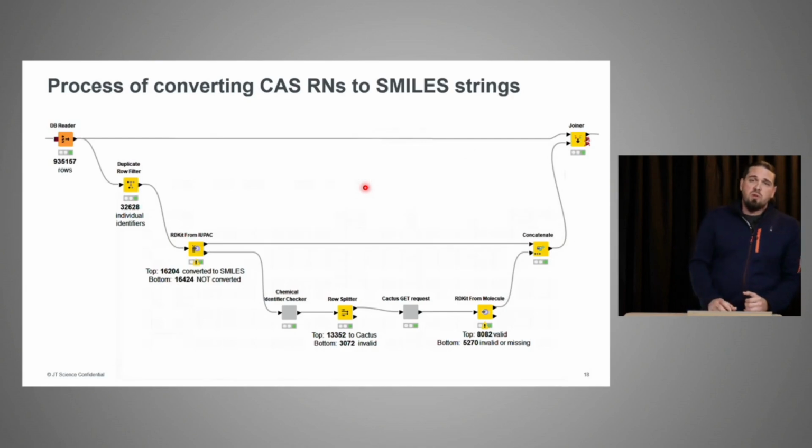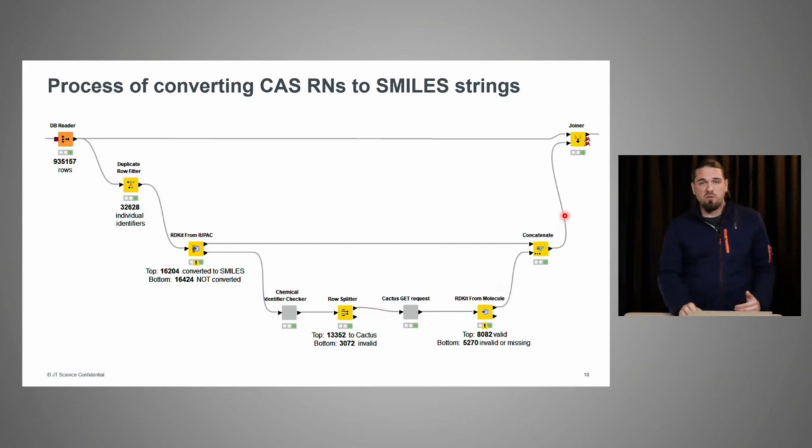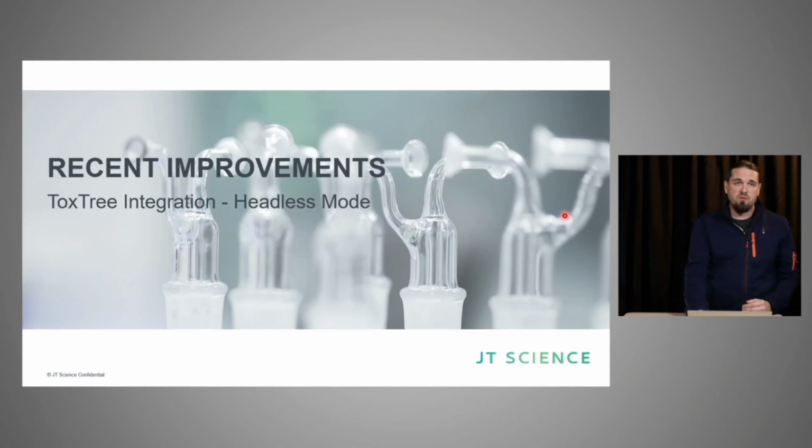So just again, a bit of looking under the hood. This is the part where initially the unique CAS numbers, unique entries, were looked at. So as said, first, it was the RDKit from IUPAC node on the top branch. What was able to transform or find a molecular structure from the IUPAC name was done. For anything else, the chemical identifier checker component was used based on the CAS number, and then it was joined up or concatenated with all the other results.